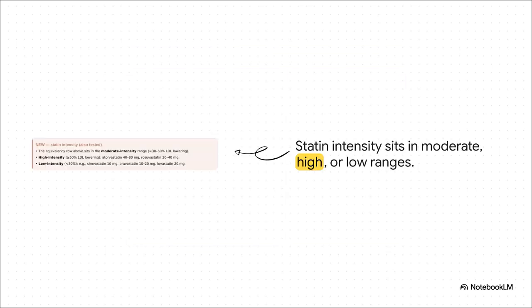Statin equivalencies are another must-know, so let's hit these quickly. The standard equivalency row, like pitavastatin 2 milligrams or rosuvastatin 5 milligrams, atorvastatin 10 milligrams, and simvastatin 20 milligrams, all sit firmly in the moderate intensity range, which lowers LDL by roughly 30 to 50%. High-intensity statins, the ones which drop LDL by 50% or more, include atorvastatin at 40 to 80 milligrams and rosuvastatin at 20 to 40 milligrams.